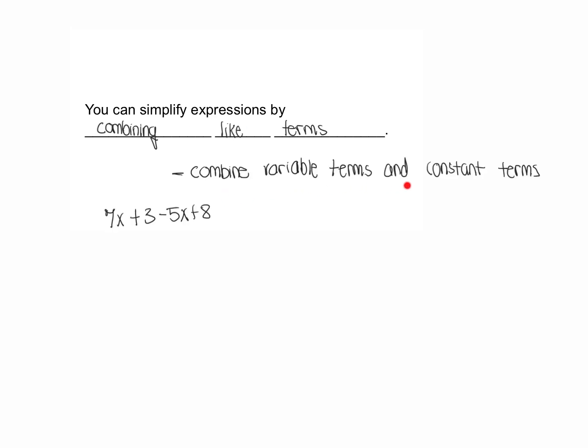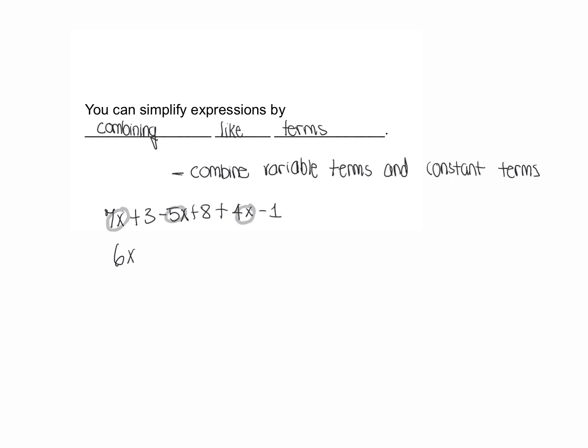So we can simplify an expression by combining like terms, which means to combine variable terms and constant terms. So if we had this example, 7x plus 3 minus 5x plus 8 plus 4x minus 1, we would add 7x and negative 5x and 4x. So 7 minus 5 is 2, plus 4 is 6x.